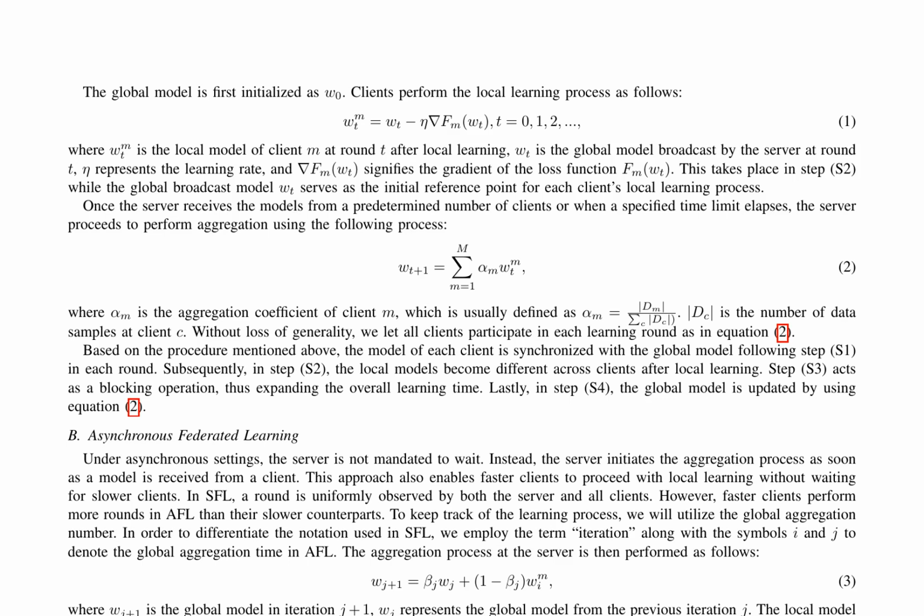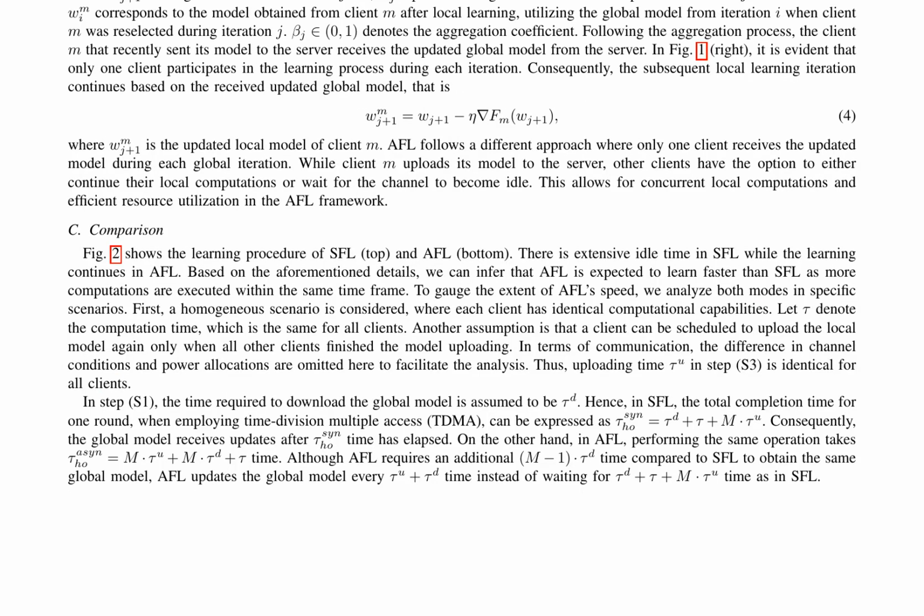In contrast, AFL enables faster clients to proceed with local learning without waiting for slower clients. The server initiates the aggregation process as soon as a model is received from a client, and the global model is updated using equation 3. The key difference between SFL and AFL lies in their learning procedures. SFL has extensive idle time, whereas AFL continues learning without idle time, resulting in faster learning.